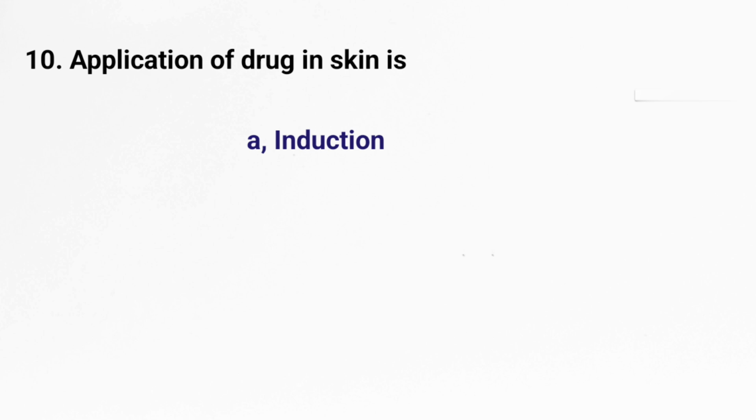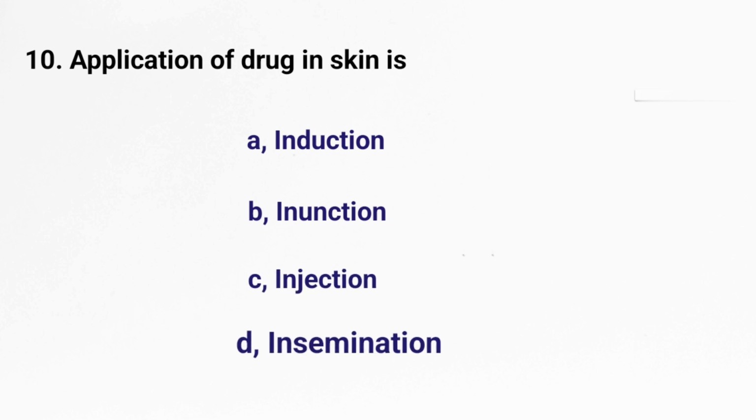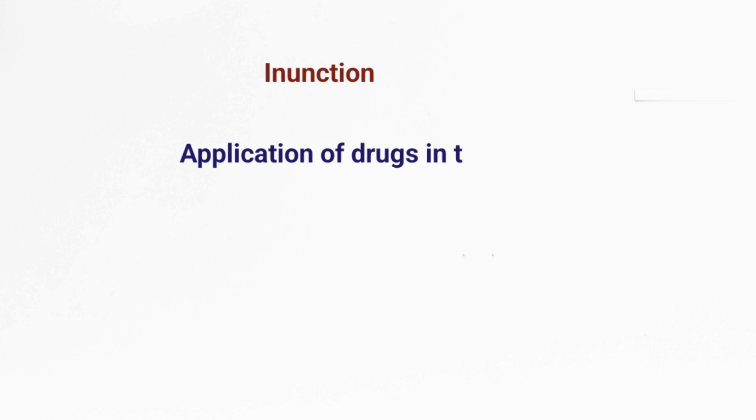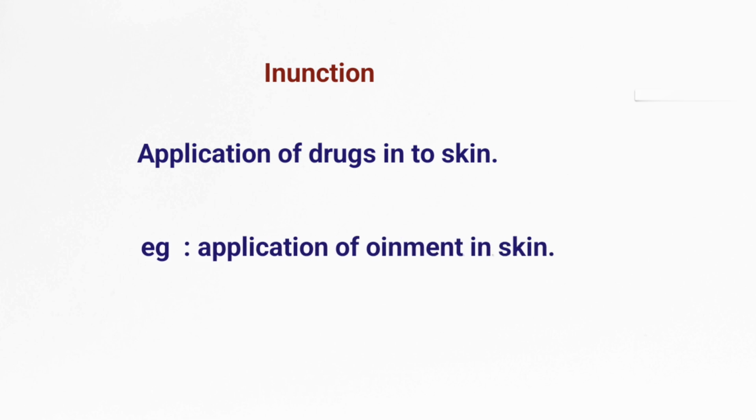Question number 10. Application of drug in skin is: option A, induction. Option B, inunction. Option C, injection. Option D, insemination. And the answer is option B, inunction. Inunction is the application of drugs into skin. For example, application of ointment in skin.